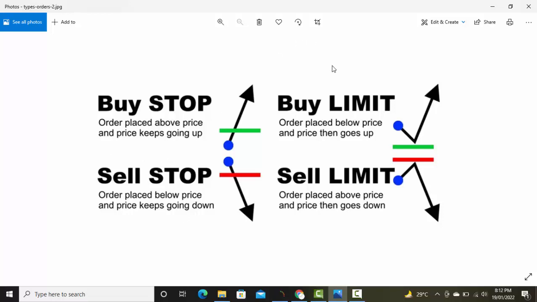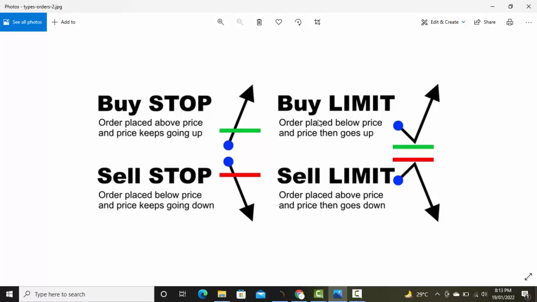And the other two are the buy limit and the sell limit. What is the difference between the stops and the limit? The first thing we have to note is that for the stop orders, you are expecting price to continue to move in the direction of price. The current direction of price is expected to continue to dominate the market. That's when you use the stop orders.